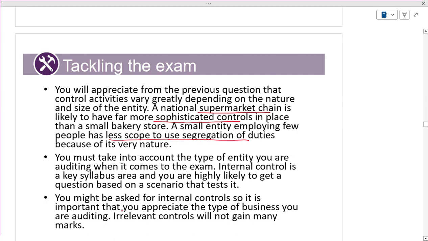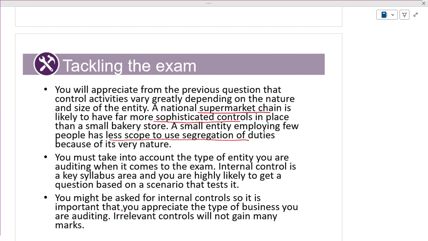You take the bakery. What will happen? He will bill, he will collect cash, and he will give the bill. Only one person will do it. If you are having 3 or 4 people, the same 3 or 4 people will repeat the same activity. There is no segregation of duties as such.